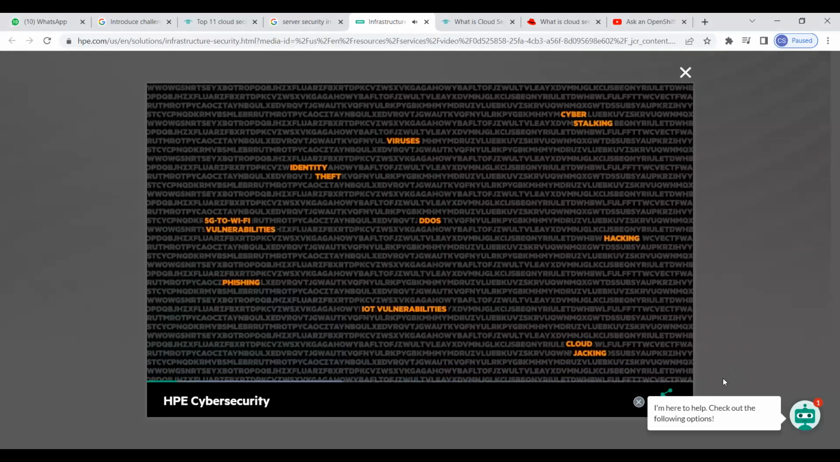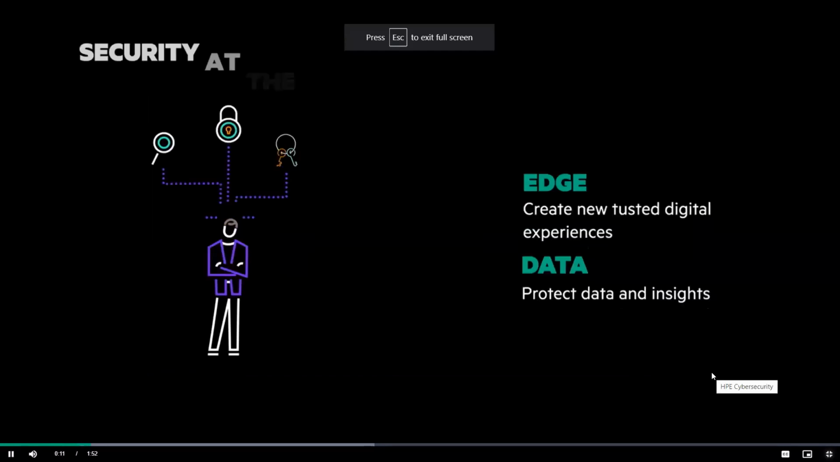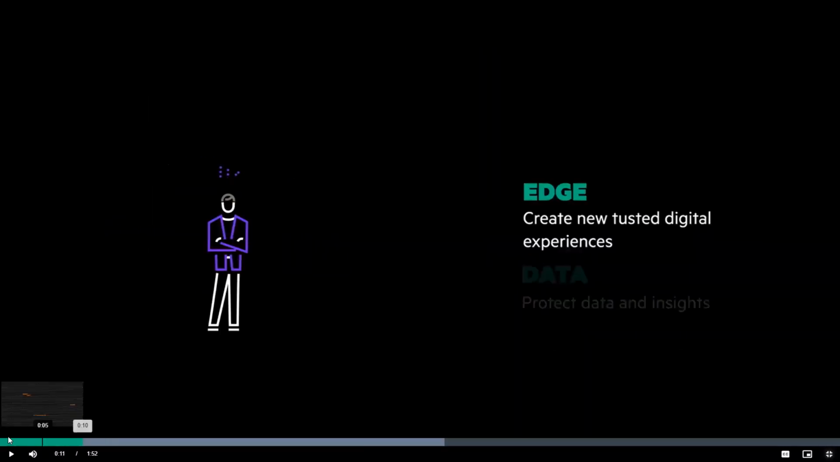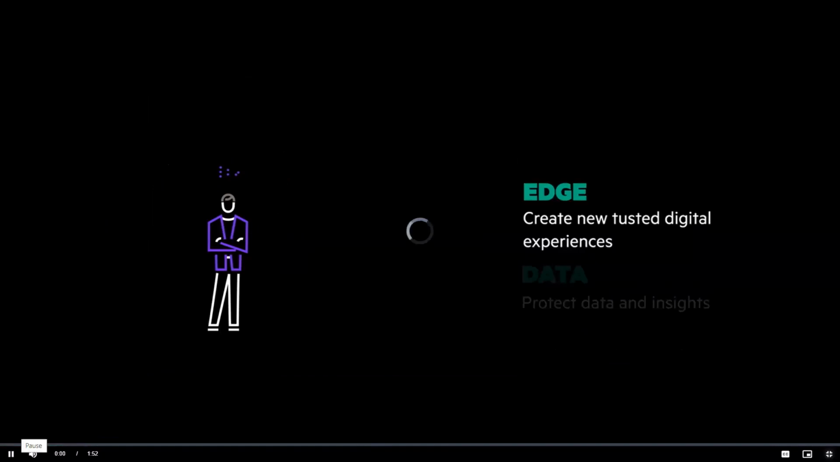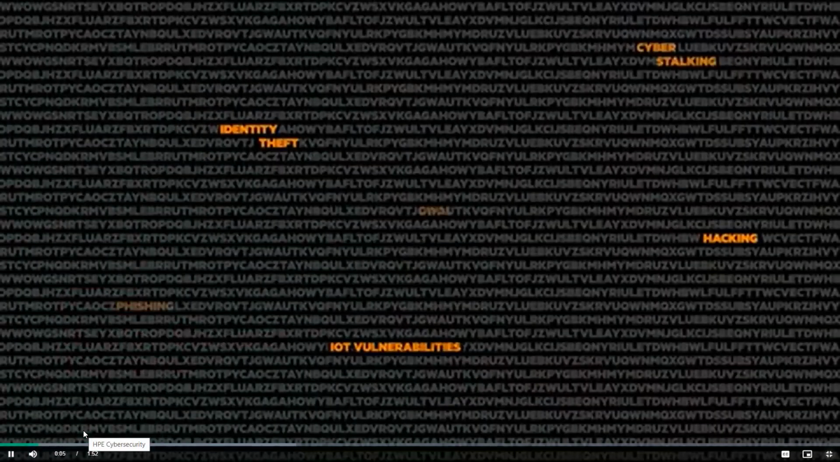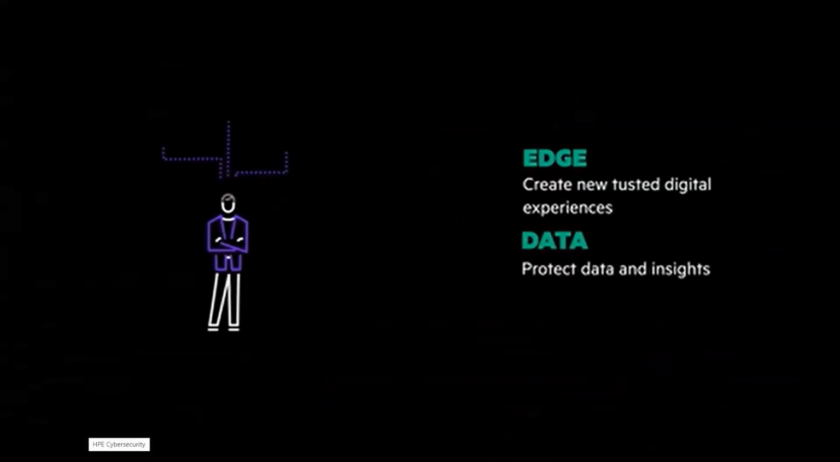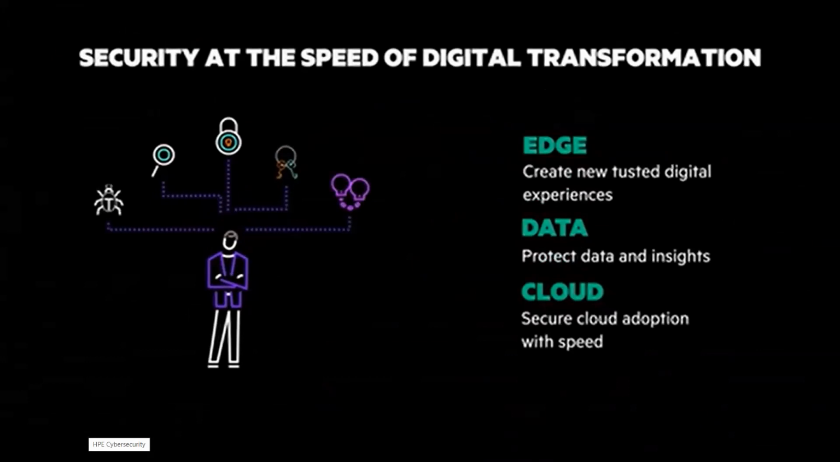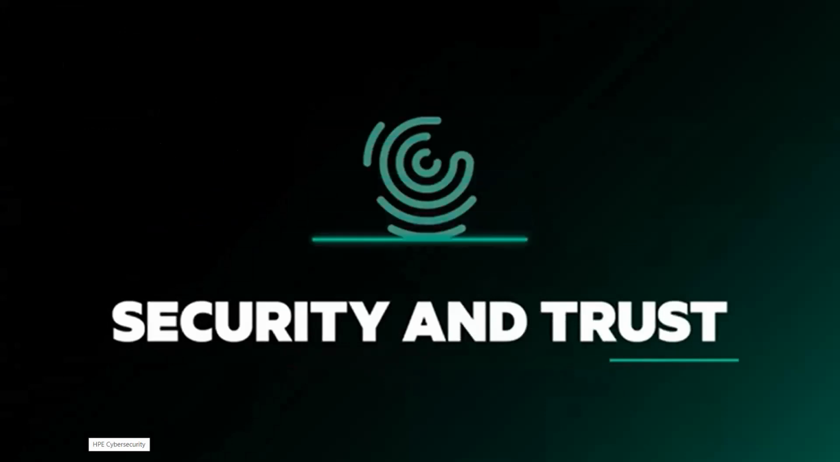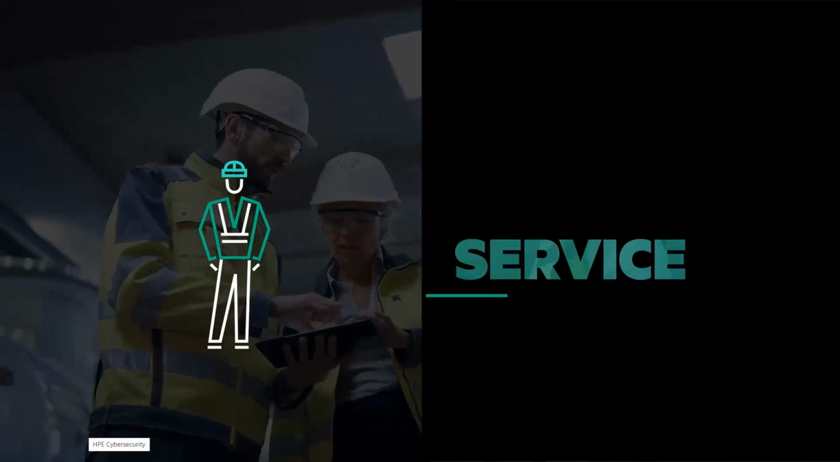Cyber threats are everywhere, and they are constantly changing. The challenge for chief security officers, IT, and security teams is enabling security at the speed of digital transformation. These teams must also ensure that security and trust span every digital process, customer experience, and service across every layer of the technology.